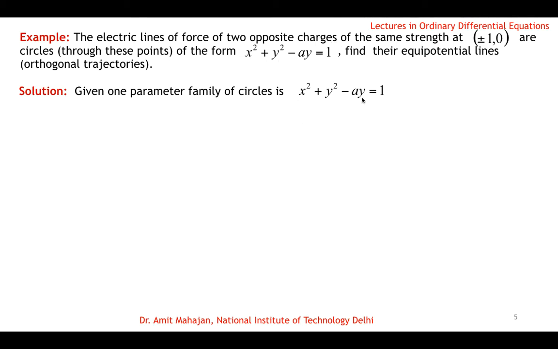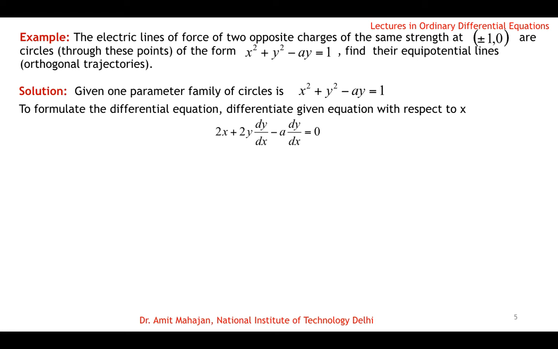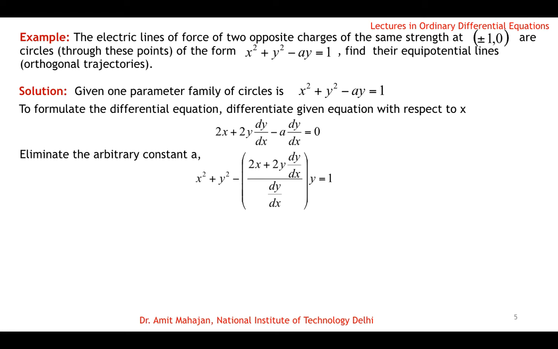So we differentiate this with respect to x one time and then eliminate this a. If we differentiate this one time, then it is 2x + 2y dy/dx − a dy/dx = 0, and then we can calculate a from here and substitute to find the differential equation for the given family of curves. So we calculated a and substituted it here.